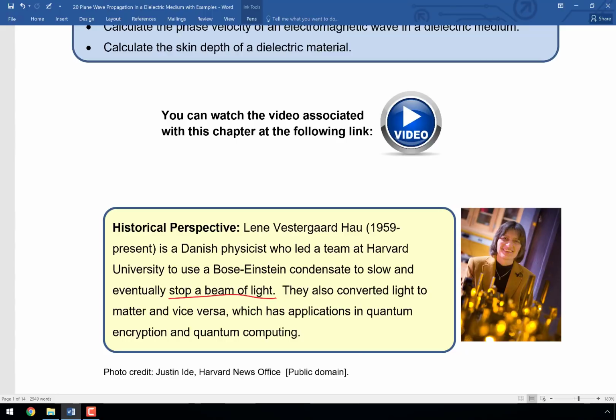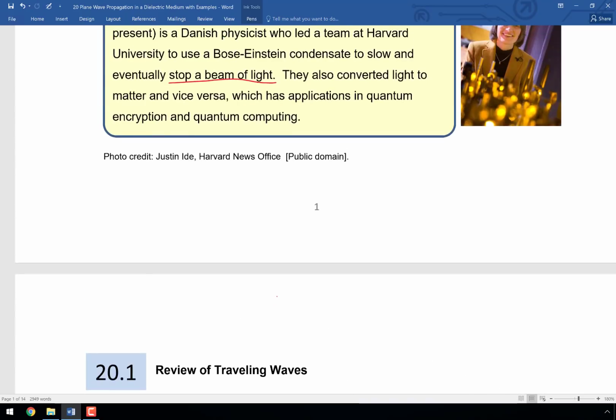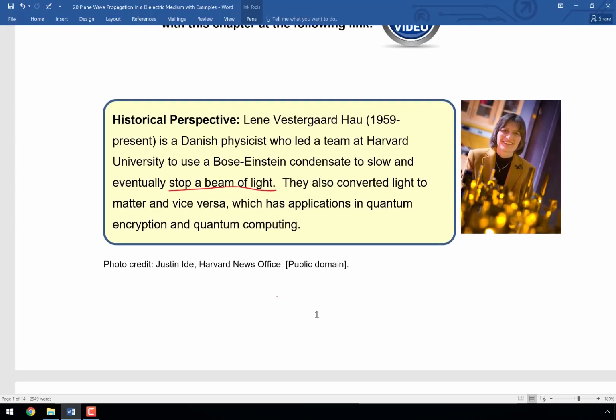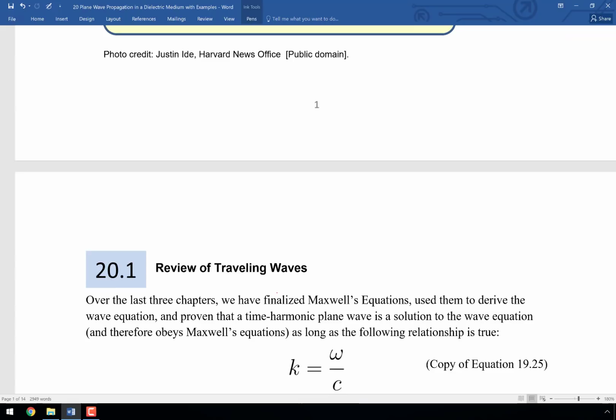Professor Howe is a brilliant scientist, a strong candidate for a Nobel Prize someday. They've also found that they can convert light to matter and vice versa, which has applications in quantum encryption and quantum computing. It's a really exciting application of some of the things that we're talking about today. It's also the first time that we've had a historical perspective of a person who's still living, so that's exciting.